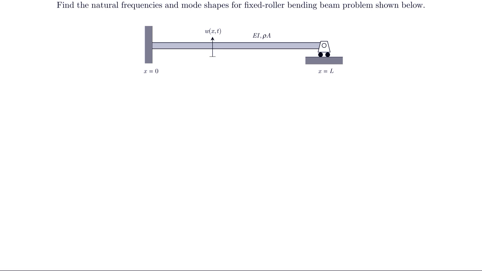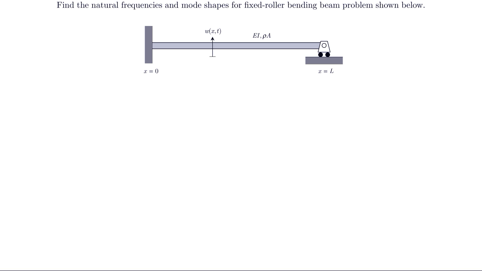In this example, we're asked to look at the free vibration of a beam which is clamped on the left side, has a roller connection there on the right side. So it's basically a cantilevered beam with an additional support there on the right-hand side. We're supposed to find the natural frequencies and mode shapes.